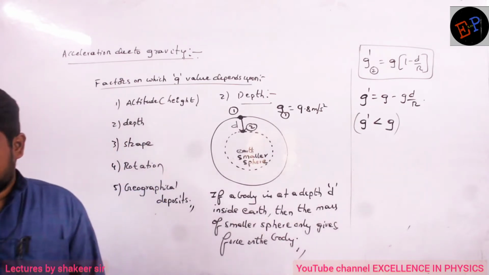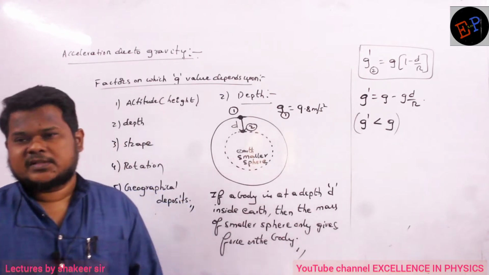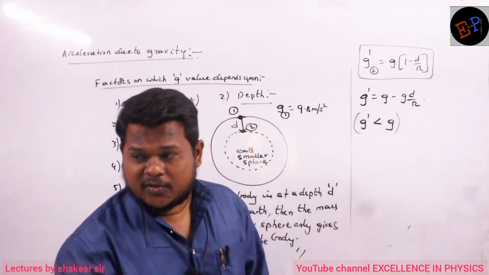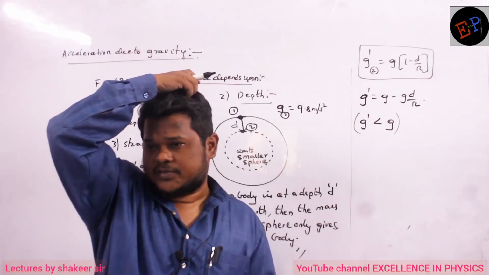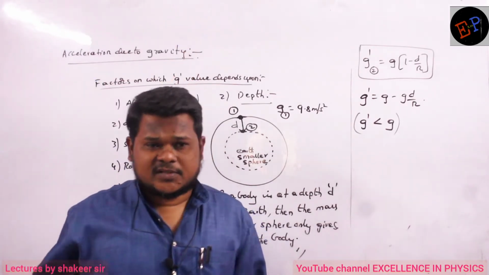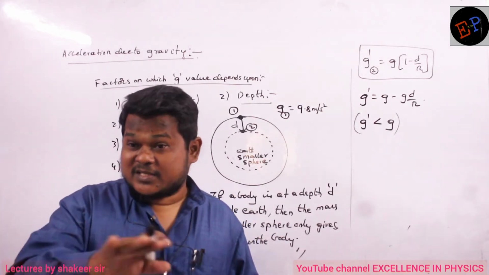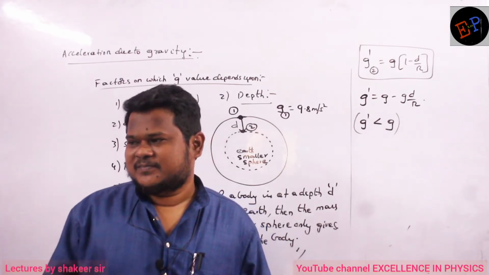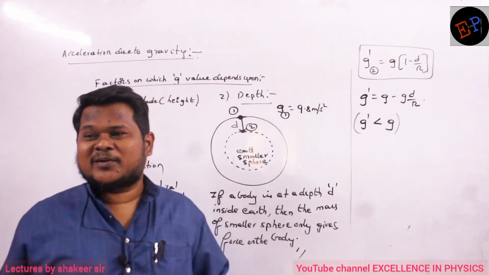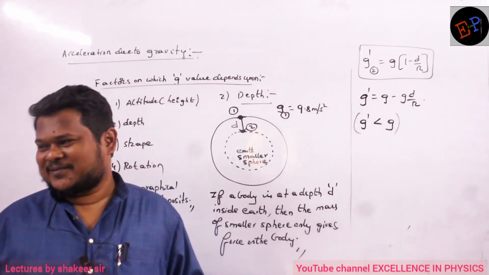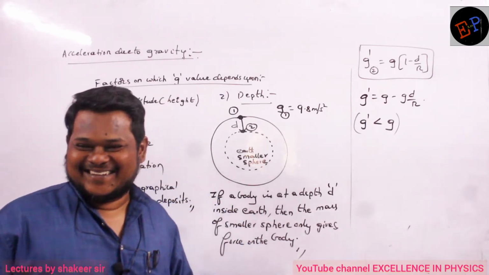Understood? So therefore, if you go deeper inside Earth, G value reduces. If you go above the surface of Earth, G value reduces. If you go below the surface of Earth also, G value reduces. In both conditions it will reduce. Only on the surface of Earth is G value maximum. Are you able to understand? So you don't need to go on a diet. If you dig a hole inside Earth and weigh yourself at some kilometers depth, your weight will be less. Satisfaction. Clear?